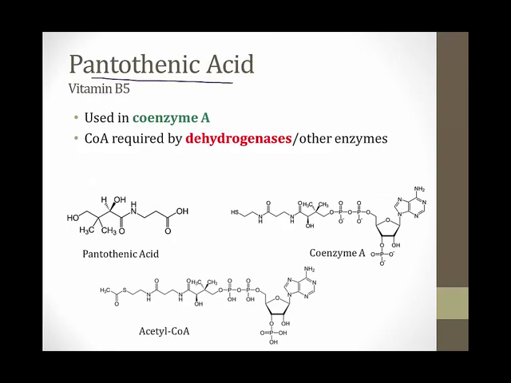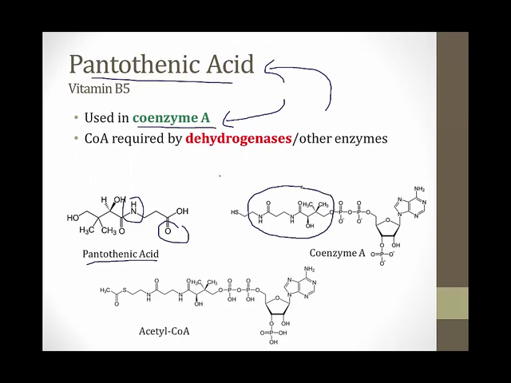Vitamin B5 is pantothenic acid. This is the structure of pantothenic acid on the screen. You can see it has oxygens and nitrogens, so it's going to be a water-soluble vitamin. One of its most important roles is in synthesis of coenzyme A. Anytime you see a reaction or a structure that requires coenzyme A, you should know that that reaction or structure requires vitamin B5 as well. This is the pantothenic acid portion of coenzyme A. The vitamin basically gets embedded into the molecule.